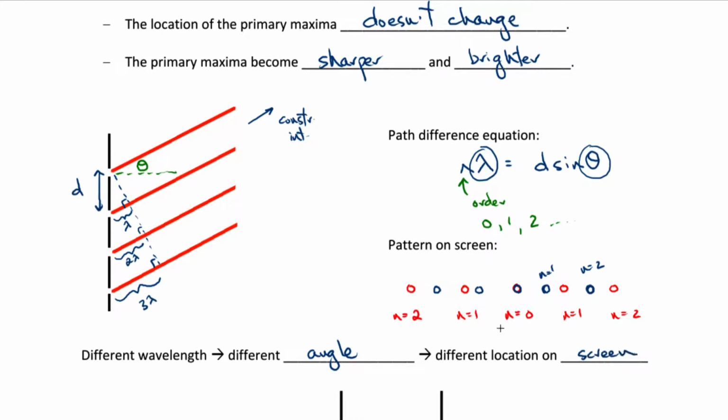And you can imagine then that if you shone white light through here, you would get a white central fringe as all of the colors stack up like this. But here you would have a spectrum from violet on the inside to red on the outside for the first order, and then violet on the inside and red on the outside for the second order, etc. So we can use this to separate out white light.